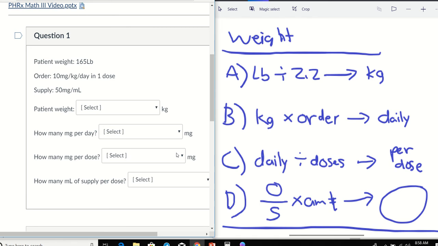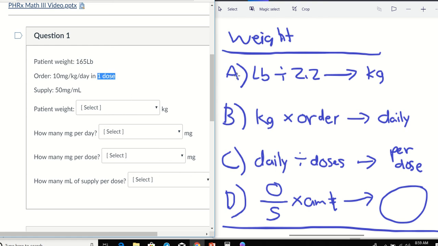All right, so for this example, the patient's weight is 165 pounds. The order states, so this is different from yours. Make sure you pay attention and write the order that's on the board so you don't get lost. So in this example, the patient is 165 pounds. The order is 10 milligrams of drug per kilogram of body weight per day, and we're going to give it all in one dose. So that's what this means. Here's the patient's weight, this is how much you give them per kilogram, and we're going to give it to them all at once.